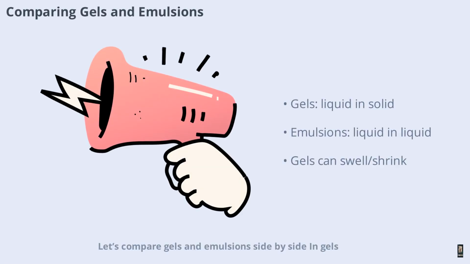Let's compare gels and emulsions side by side. In gels, the dispersed phase is a liquid and the dispersion medium is a solid, resulting in a semi-solid elastic mass. In emulsions, both phases are liquids, making them mobile and fluid. Gels can swell or shrink, while emulsions cannot. Each system has its own types and examples, such as gelatin for gels and milk for emulsions.